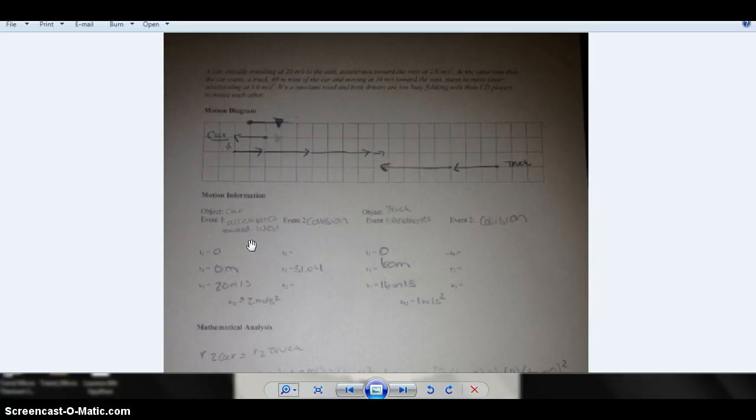And so then for my object 2, the truck, the time is 0. And then the rate it gives to you is 60 meters. And then the velocity it gives to you also, which is 16 meters per second, and it also gives you the acceleration for that, which is 1 meter per second squared. And so then for my equation, I tried to figure out, obviously, V2 and R2. So I first took that the R2 of the car would equal, let me scroll down, the R2 of the truck.